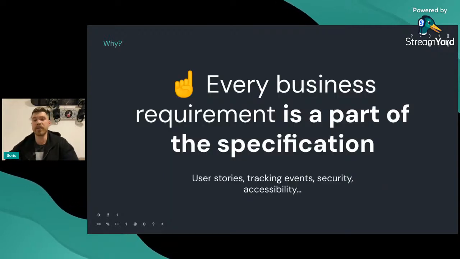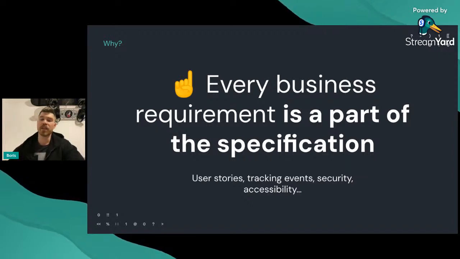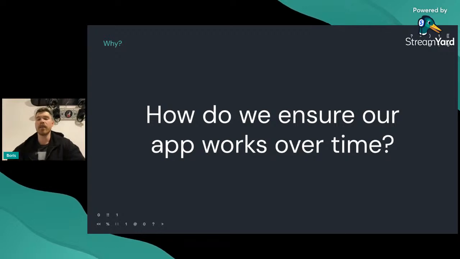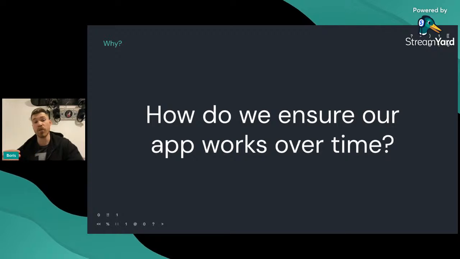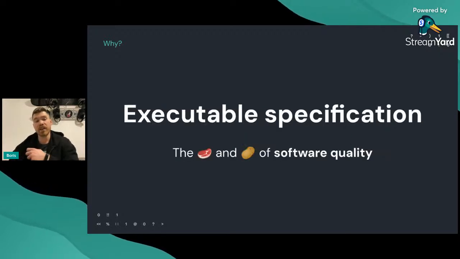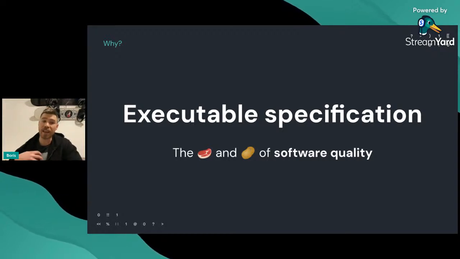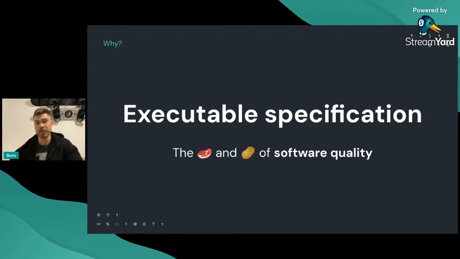Every business requirement is a part of the specification. This includes any user stories, tracking events, security, accessibility, the way our application works. The main point is, how do we ensure our application works over time? And to do that, we make our specification executable. We write tests so that we can execute our specification to ensure that our application works. This is the meat and potatoes of software quality.